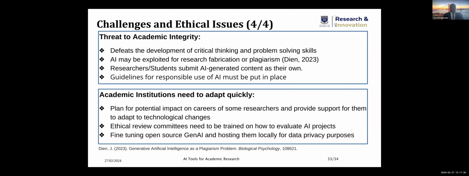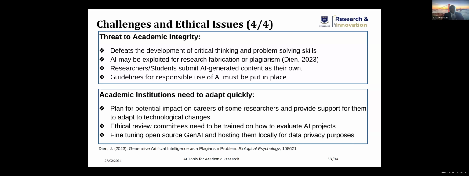And there is a need for guidelines for responsible use of AI in research. Academic institutions will have to adapt quickly to the potential impact on careers of some people and let them adapt to technological changes, because the way things are coming, many routine tasks are already being taken by AI. But as we go, non-routine tasks will also be taken by AI. And the ethical review committees will need to be trained on how to evaluate AI projects, because we have these ethical review committees in place, but maybe the people don't know how to evaluate AI projects.